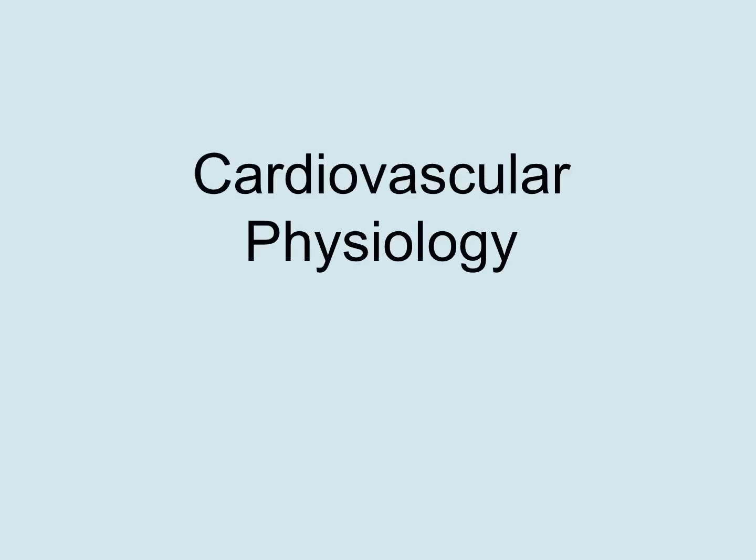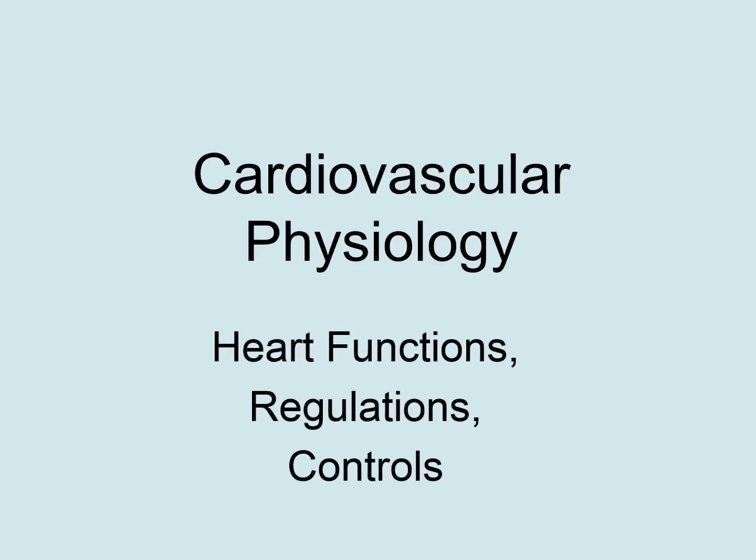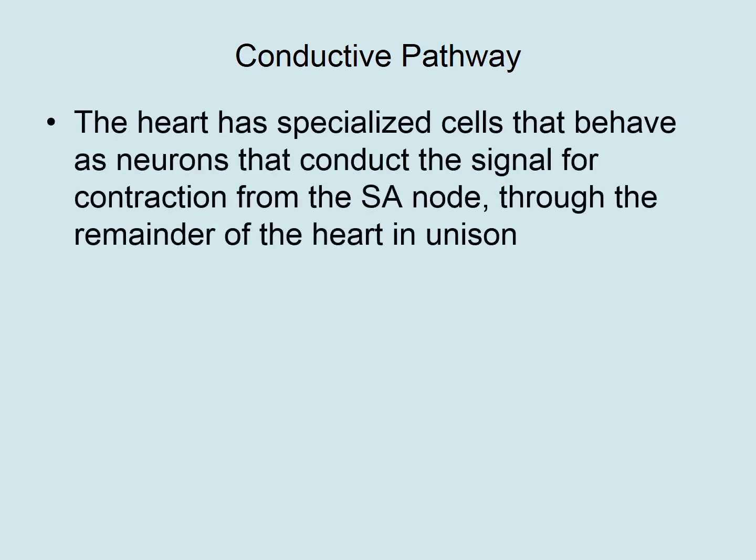Cardiovascular physiology, where we're going to look at heart functions, the regulation of these functions, and the controls of these functions over the next two slideshows. So the first thing we have to remember is that there are two distinct types of tissue within the heart that are going to relate to its overall function. One is the myocardium. The other one is what's referred to as the conductive pathway.